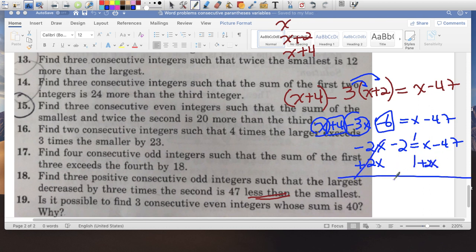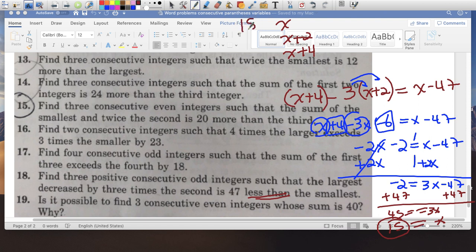These two go away. Minus 2 comes down. X plus 2x is 3x. And then I have minus 47 over here. I'm going to do plus 47. Plus 47. And that's going to give me 3x equals 45. And our x is going to be, obviously, 15. That's our answer. So our first number is 15, our second is 17, and our third is 19.